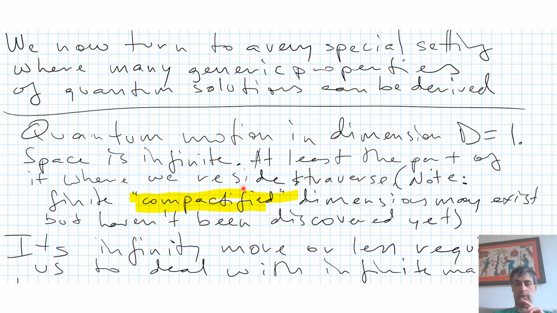Okay, so in one dimension, we still have a significant challenge, which is, the space is infinite, so we have to think of infinite dimensional problems.